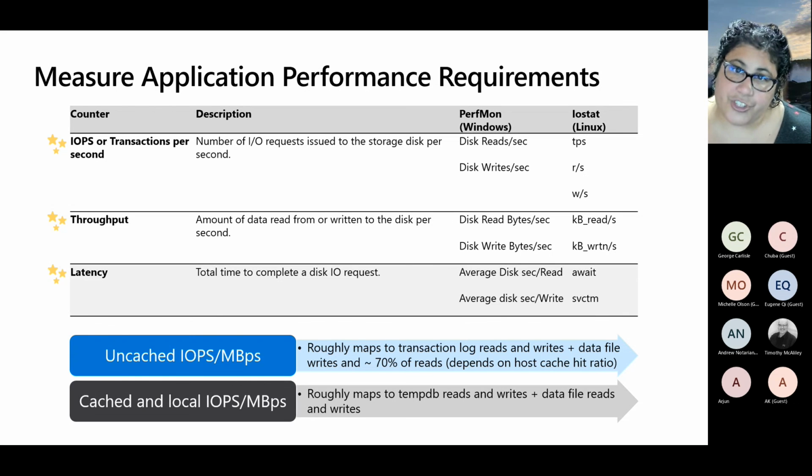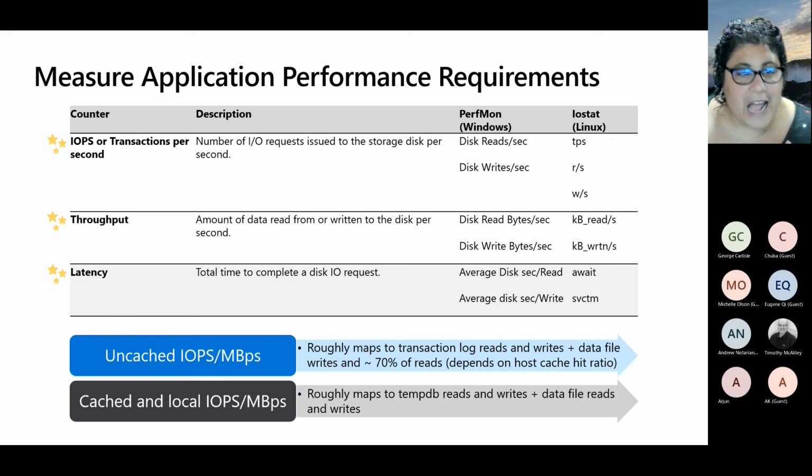So for your uncached IOPS and megabytes per second, the uncached limit, you want to look at all of your transaction log reads and writes, plus your data file writes, and let's say about 70% of your data file reads. Because remember, we know we can leverage the cache for about 30%. So you can assume that the cache helps you about 30%. So you want to make sure that your uncached IO limit is higher than whatever this is. Look at your maximums, look at your averages, and try to make sure you stay under that uncached limit.